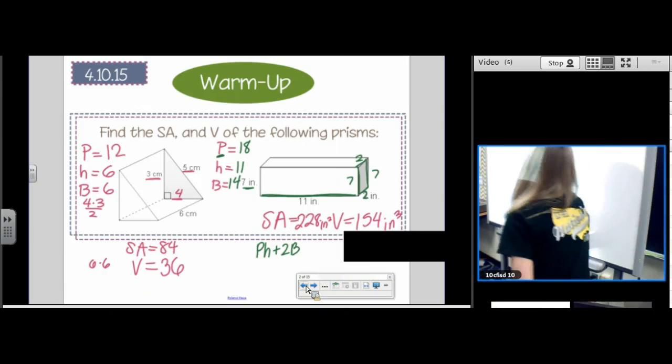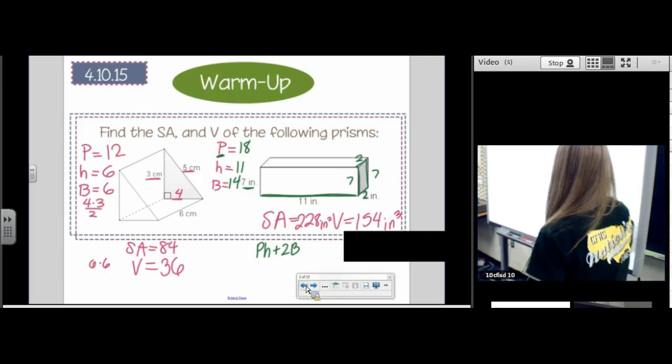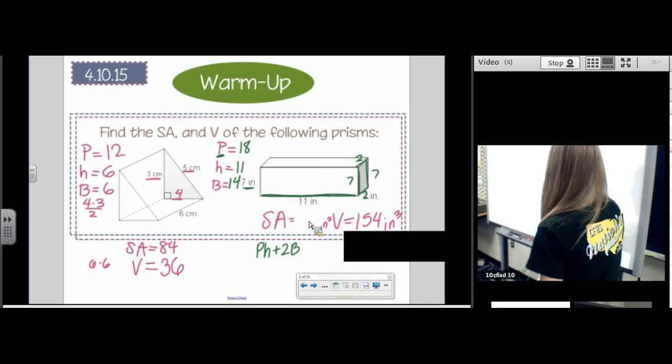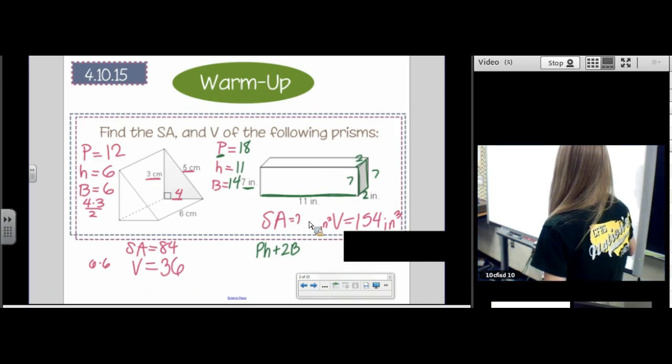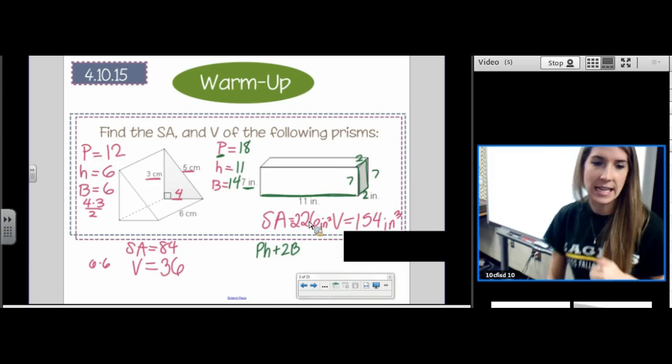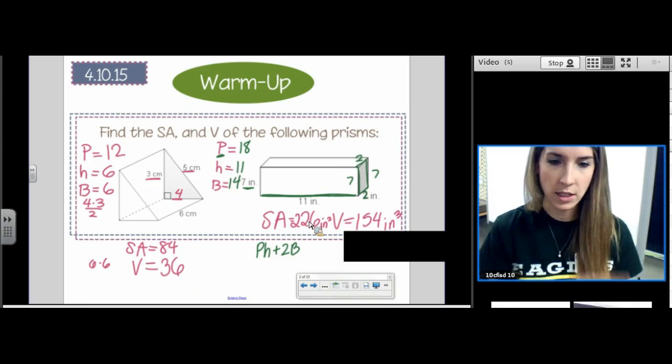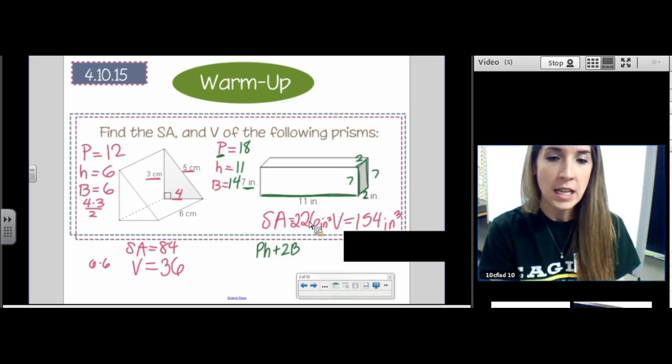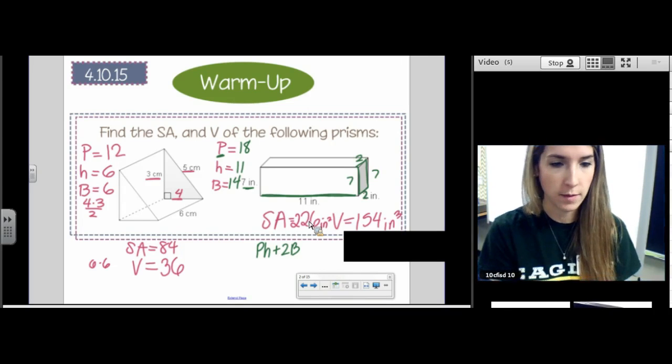Okay, so sorry about that. I said the wrong answer. I just wrote the wrong thing. 226. We talked about it. I said it right. I'm sorry that I wrote the wrong answer. The surface area was 226 and the volume was 154.